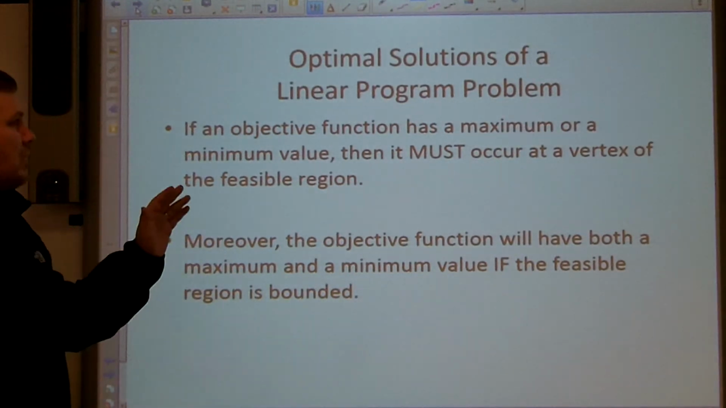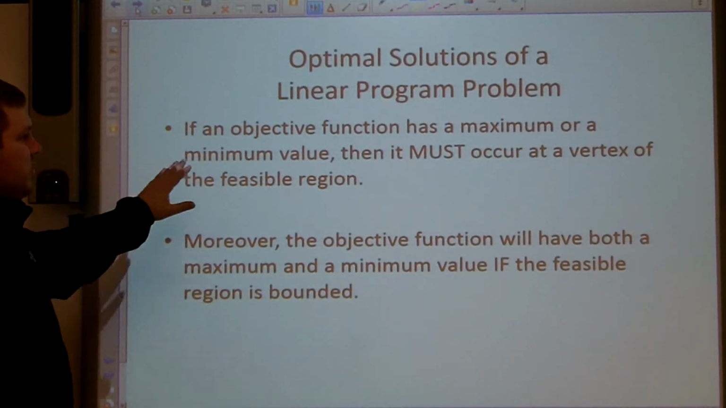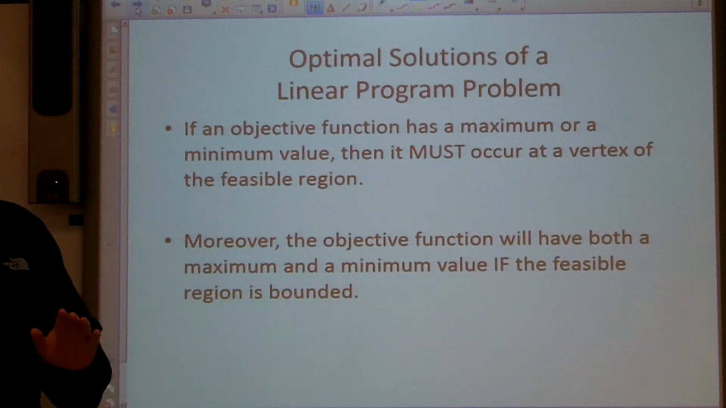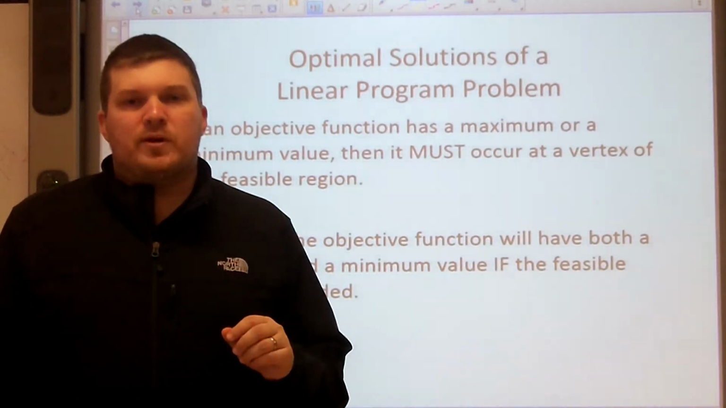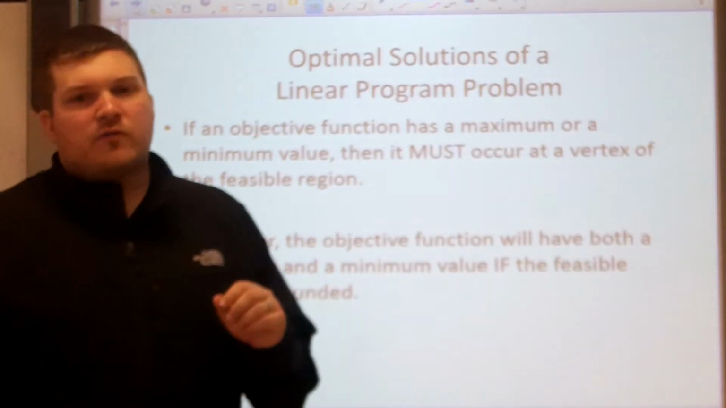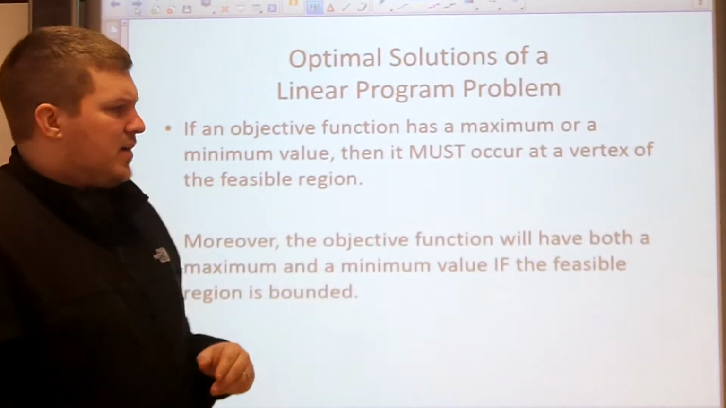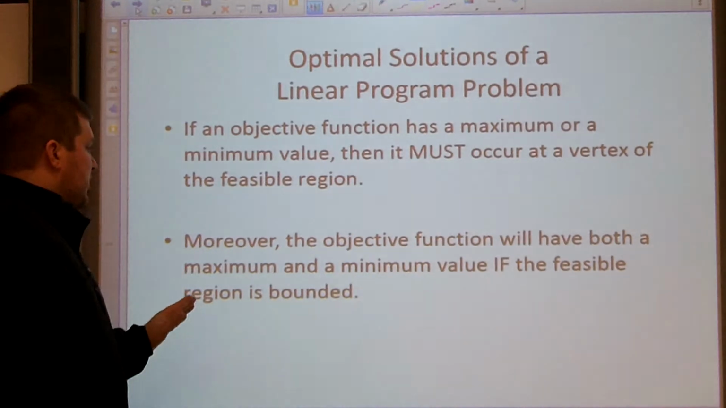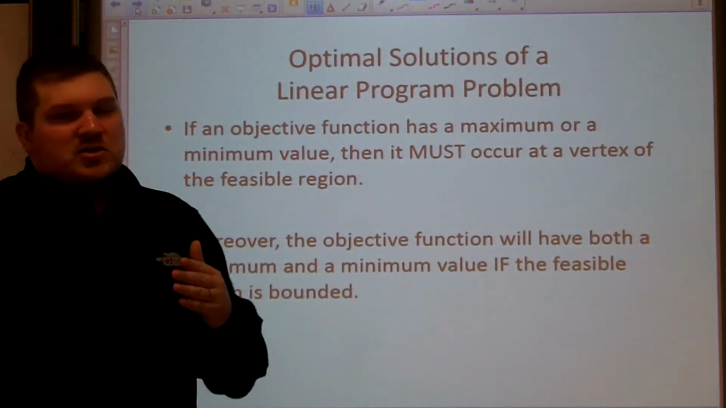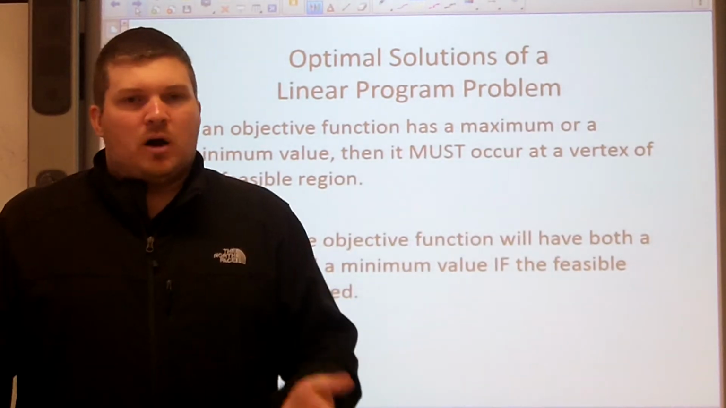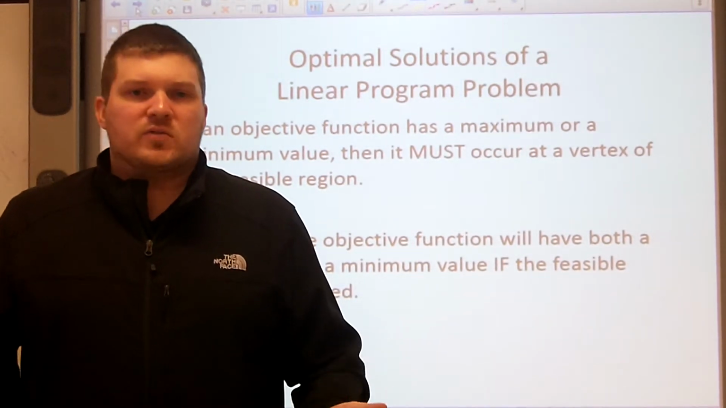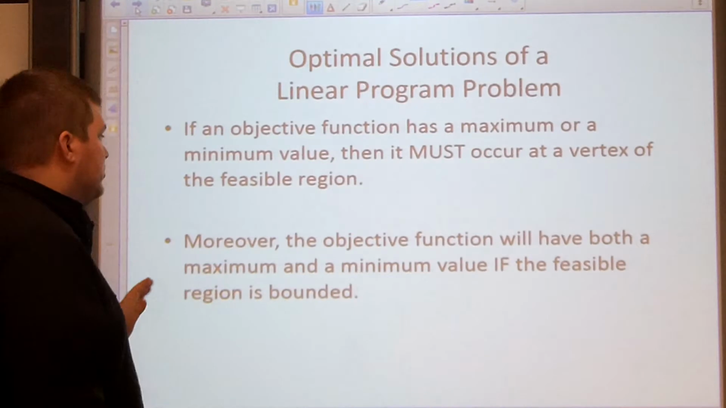All right, so optimal solutions. So you need to know this. If an objective function has a maximum or a minimum, it's always going to happen at what we call the vertex of our feasible region. And we'll talk about that in the example. And then the objective function is going to have both a maximum and a minimum value, always. You're always going to have a biggest value and a smallest value. And that kind of just makes sense. So let's go on and do an example.